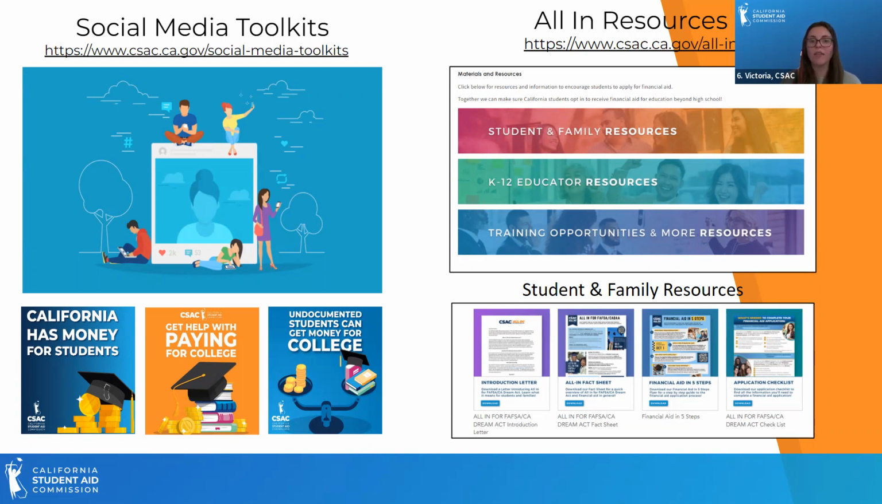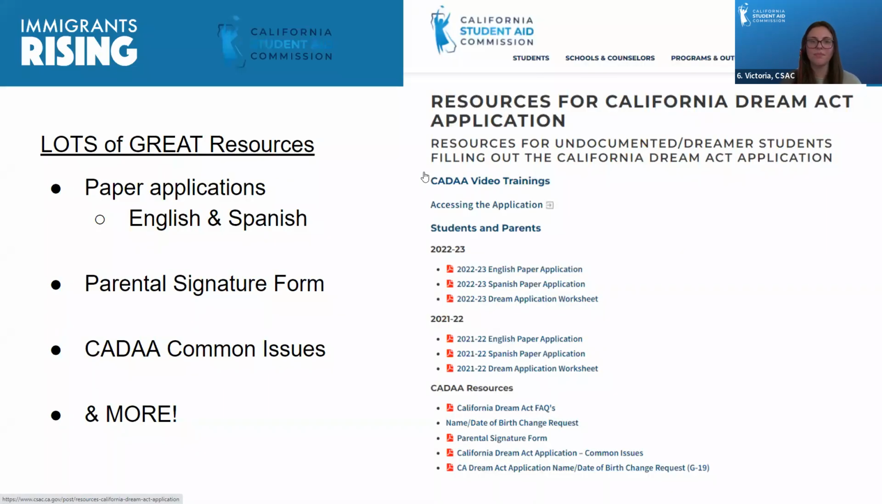And then we also have all-in resources. So with AB 469, we're branding it as all-in for FAFSA CADA. And so we do have some flyers and brochures that you can download, and please use it. We want you to use it. It's not copyrighted. We want you to take it all and make it as easy as possible to advertise to your audience.